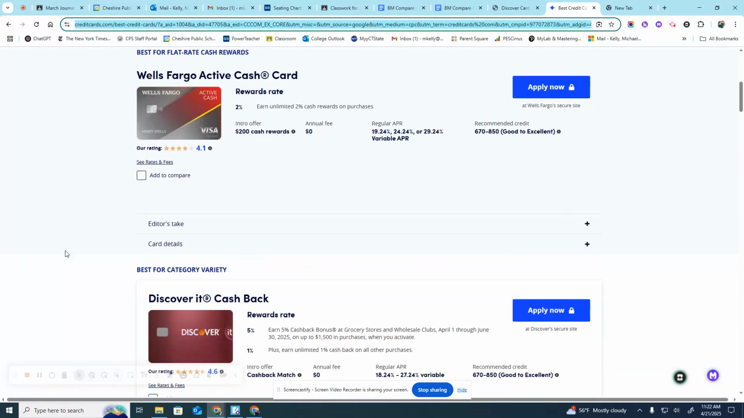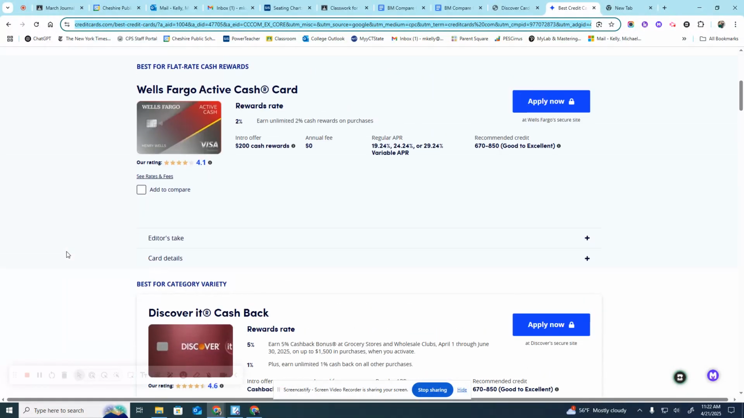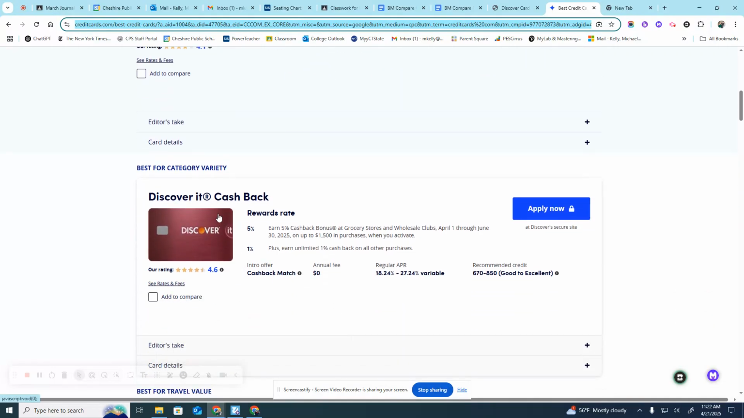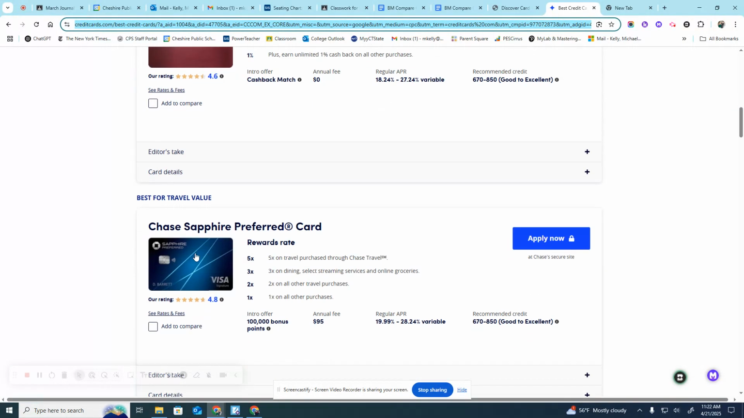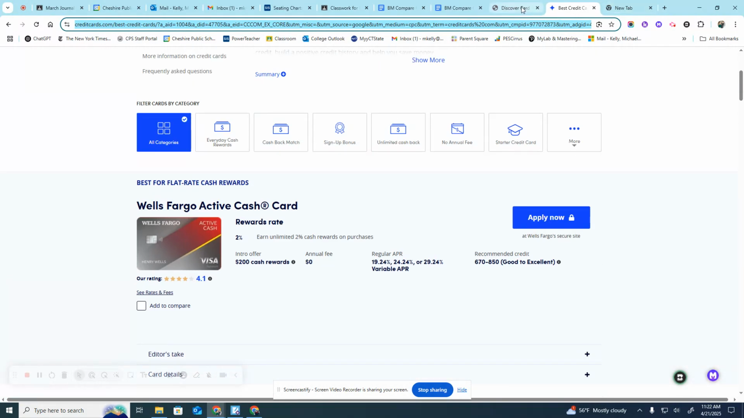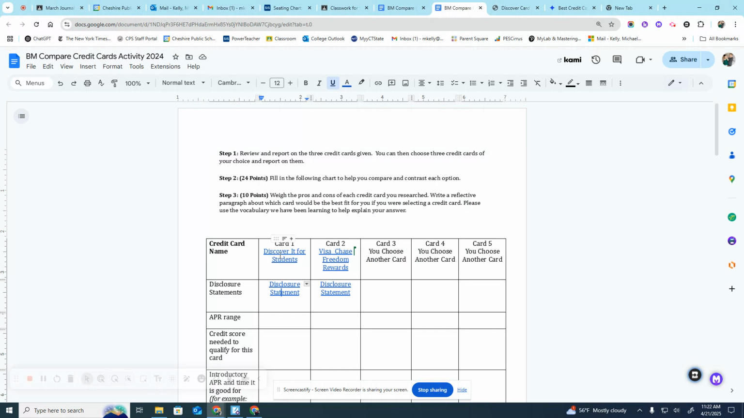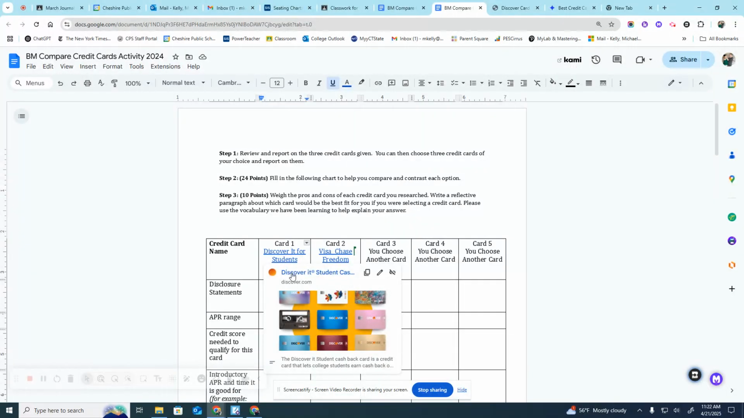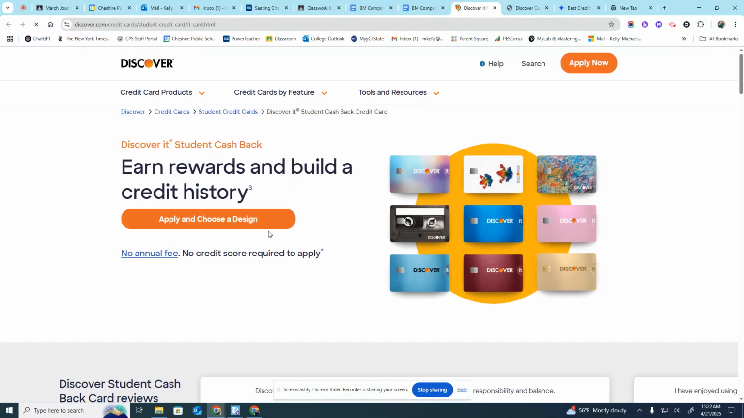And these first few are very solid credit cards. They're well known. The Wells Fargo, the Discover, that's what I was just speaking of. And then there's a Chase Sapphire. But what I did is I selected two in this assignment. And the first one was this Discover and then the Visa Chase Freedom Rewards. And here's the Discover. We click on that, and you start to apply for it.